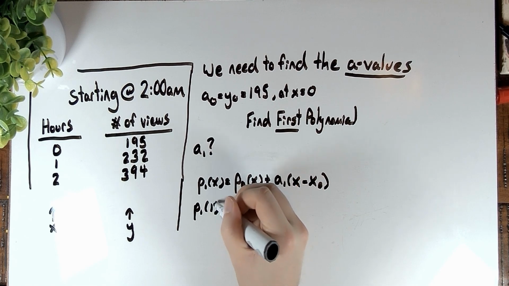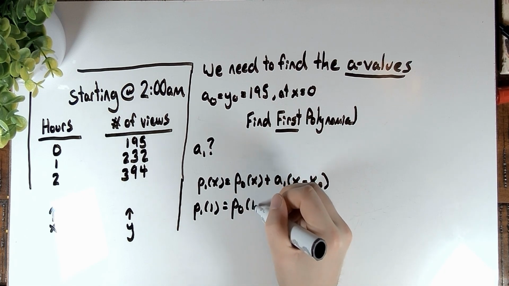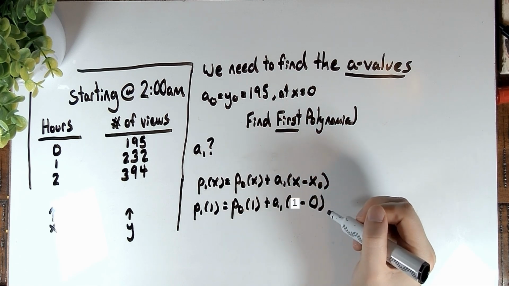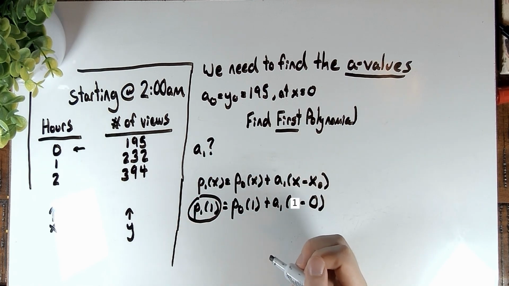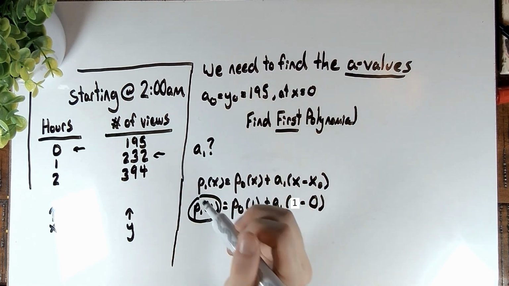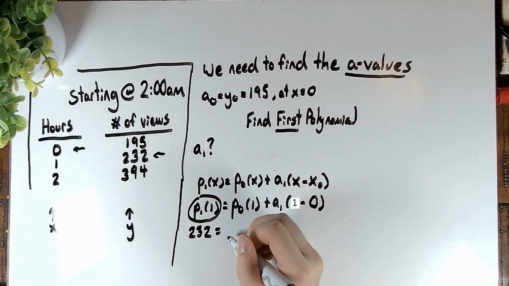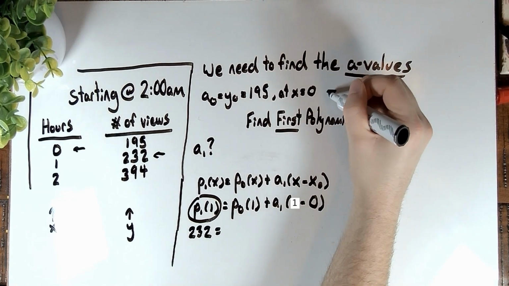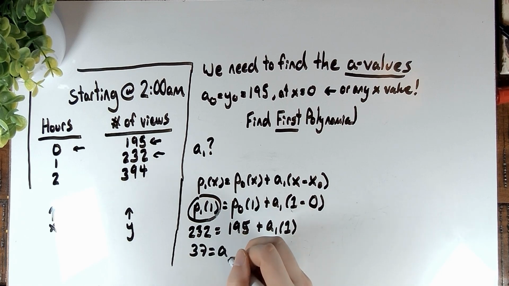We can find this using our test data, so we plug in 1 into the placeholder, which means all of the x's turn to 1. We know some values because X sub 0 is the 0th hour. The 0th hour is obviously 0, since it's not actually an hour. P sub 1 with brackets of 1 is the amount of views at the first hour, which is right here, so 232 views in the first hour. P sub 0 is the amount of views in the starting 0th hour, which again is just 195 views because we're not starting from the beginning, we're starting halfway through the video. Solving for A sub 1 gives 37.